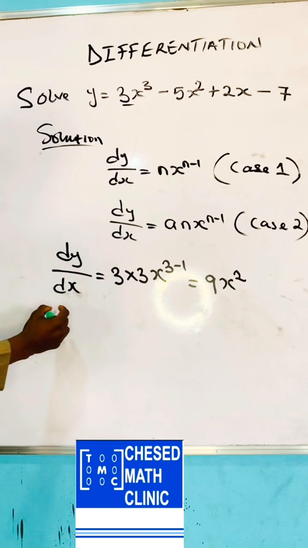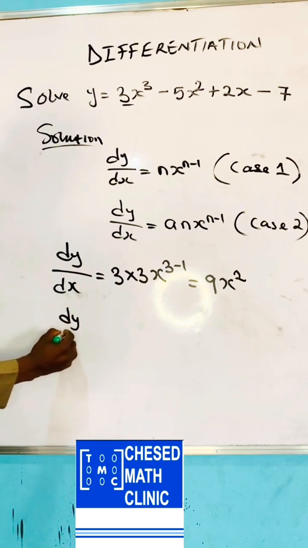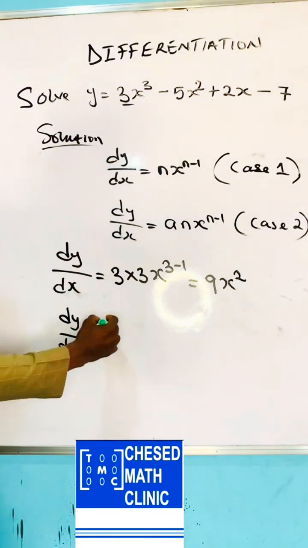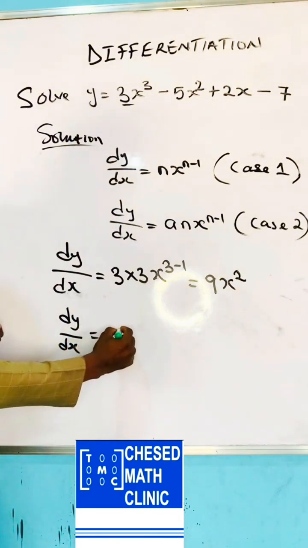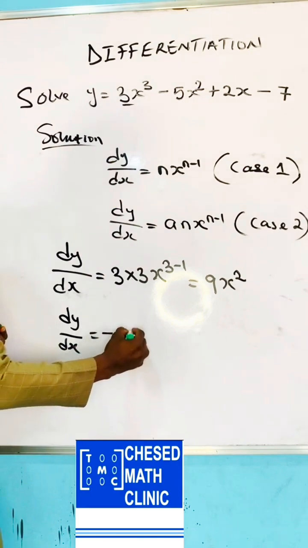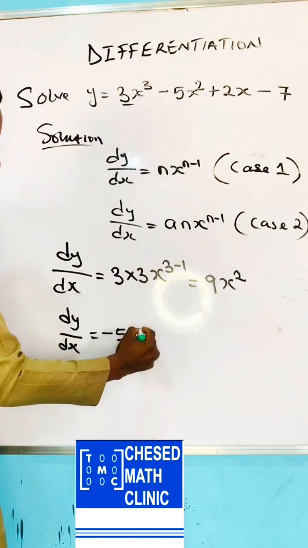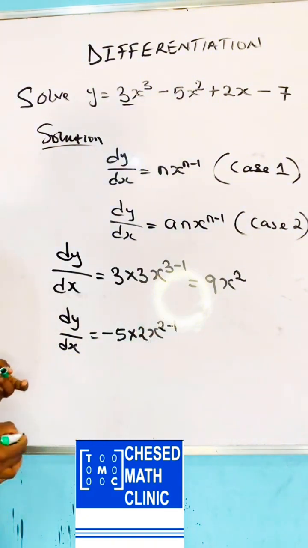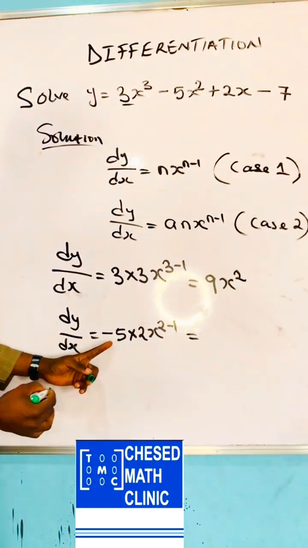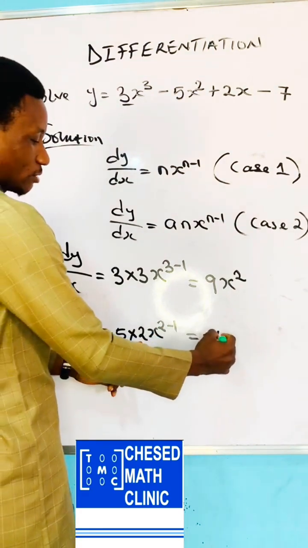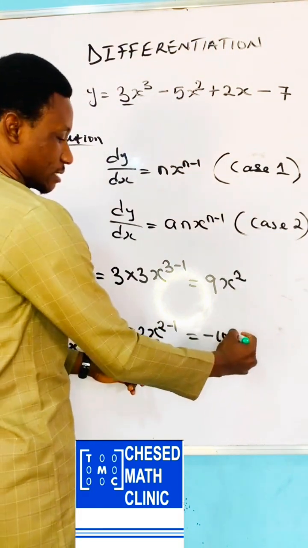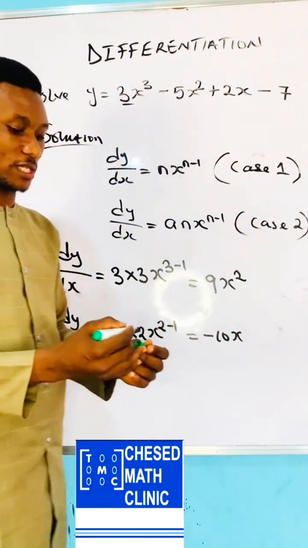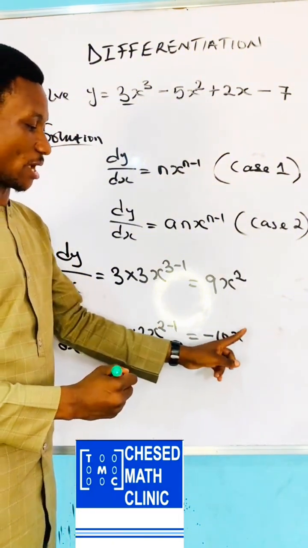And then for the second one, we differentiate again. The function dy with respect to x will be, for this one, minus 5 times the power, which is 2, x to the power of 2 minus 1. So which will give us minus 5 times 2, which is minus 10, then x to the power of 2 minus 1 is 1. It's not necessary to write power 1 here, by the law of indices. We already know that this is the same as power 1.